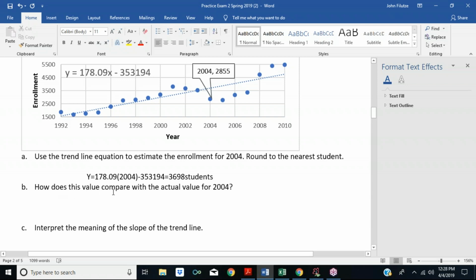And so it says, how does this compare to the actual value? So we want to write a sentence here, and we don't want to just say it's higher. Okay, we want to say the model gives a value, and then let's subtract those. Let's see, 843.